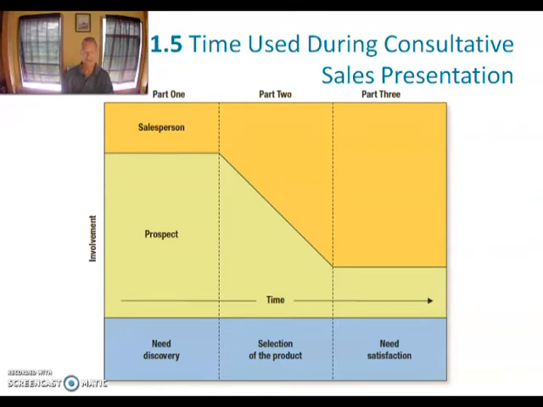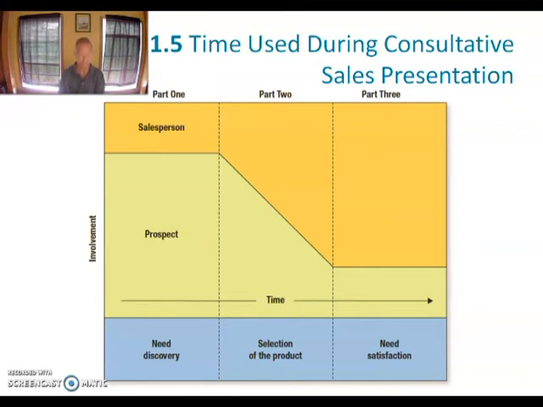So you'll see here the involvement. As we move through the 6-step selling process, and I'm going to say it again because it's important: approach, needs discovery, presentation, handling objections, closing the sale, and servicing the sale. The time the salesperson talks is going to get greater. So in the approach, you're trying to establish rapport, so you're mostly listening, asking a few questions and listening. In needs discovery, the prospect should be talking most of the time.